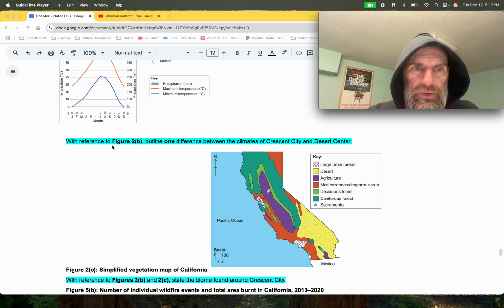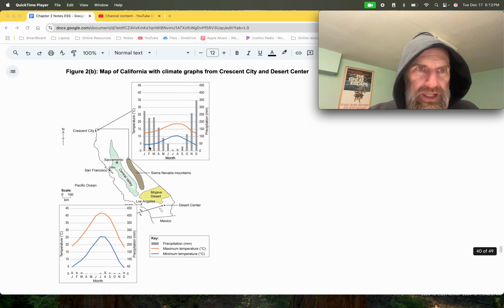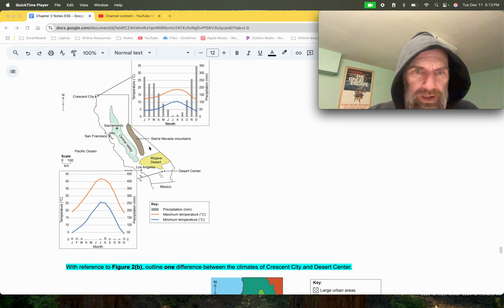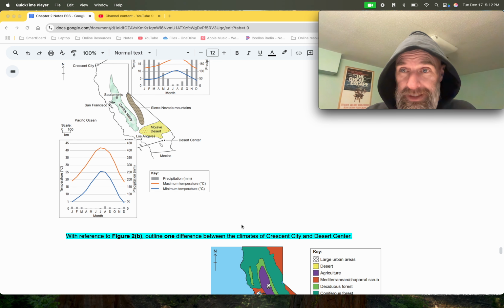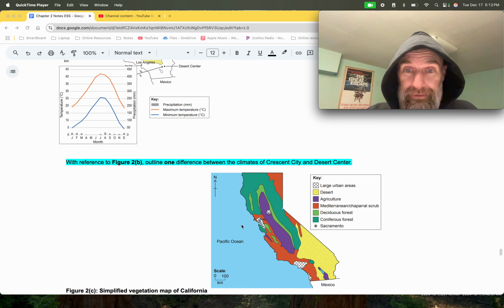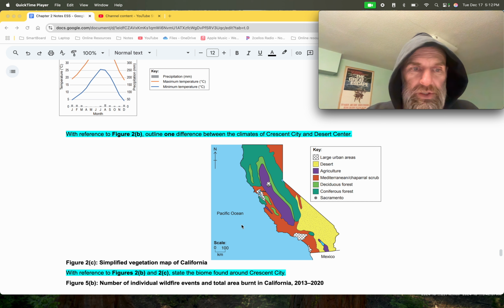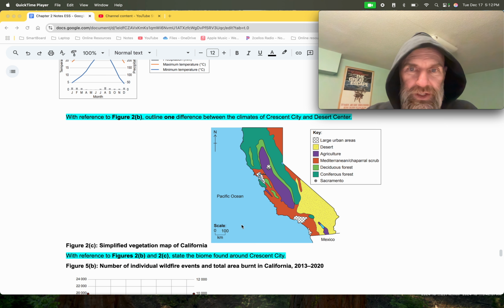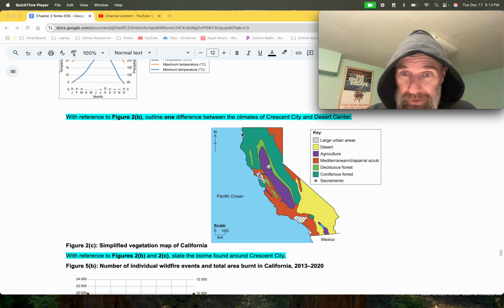With reference to figure 2B, was that 2B up there? Oh, yeah. Outline one difference between the climates of Crescent City and Desert Center. If you listened to me, you probably have it. If you didn't listen to me, you should have. So this is figure 2C right here. With reference to figures 2B and 2C, state the biome found around Crescent City. Well, considering Crescent City's right about there, you're looking at that dark green one.